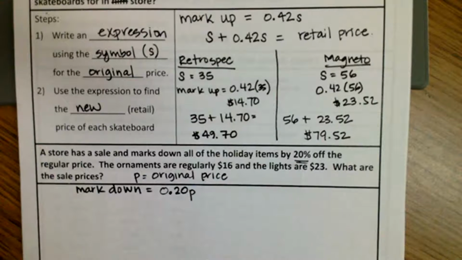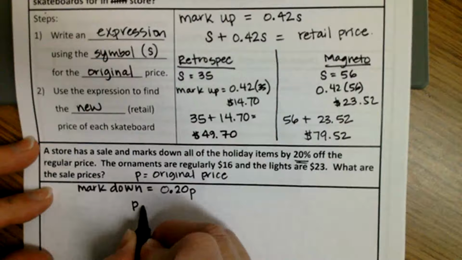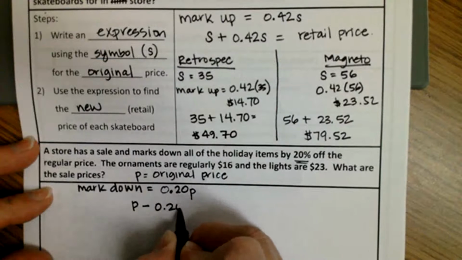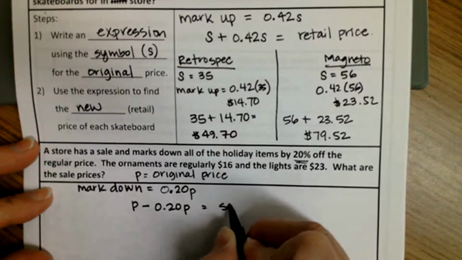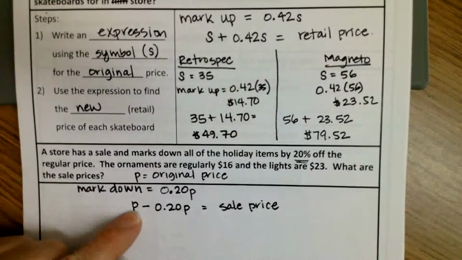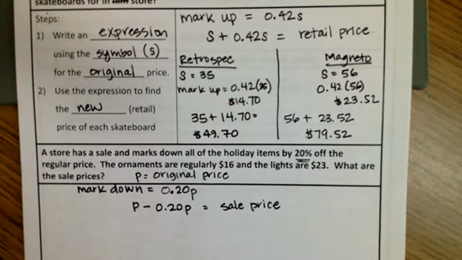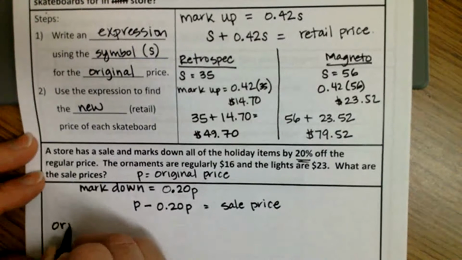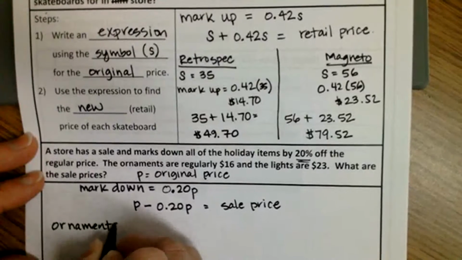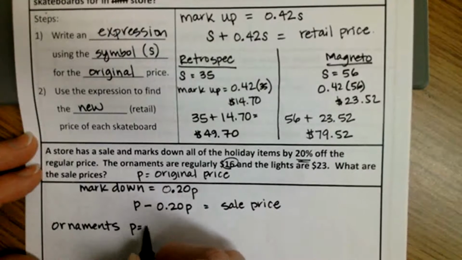And then to find the sale price, we're going to subtract the markdown from the original price. So we are going to take the original price, which is P, and subtract the markdown, and that's going to give us the sale price. Okay? So the original price minus the markdown is going to be the sale price. So let's do each of those. Let's do it for the ornaments, and then let's do it for the lights. So we'll do ornaments over here.